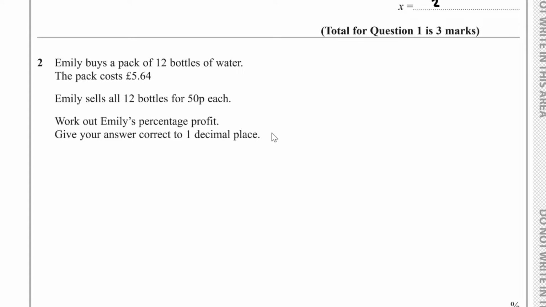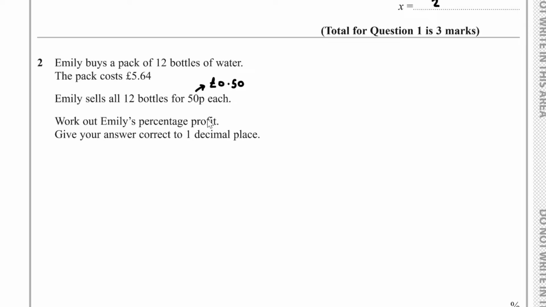Question number 2. Emily buys a pack of 12 bottles of water. The pack costs £5.64. Emily sells all 12 bottles for 50p each. We have to work out Emily's percentage profit. Give your answer correct to 1 decimal place. First of all, 50p is the same as £0.50.